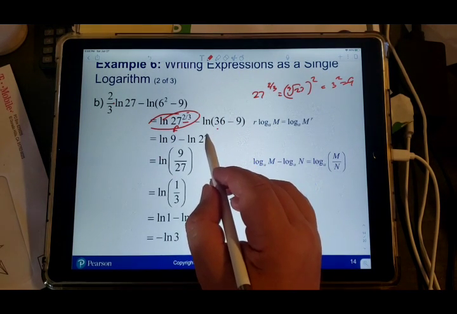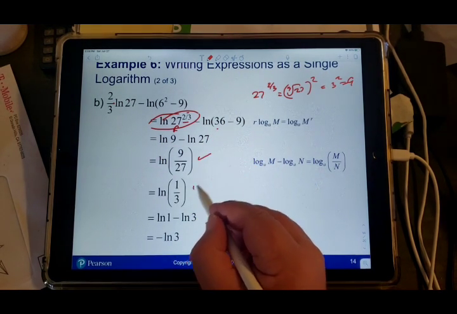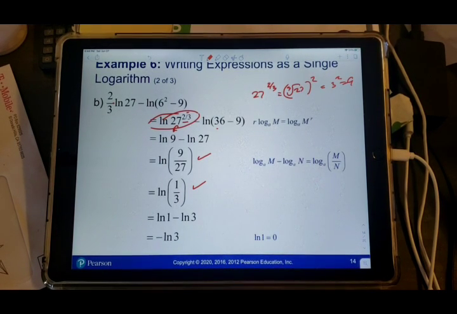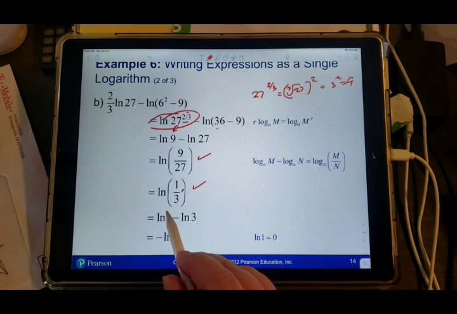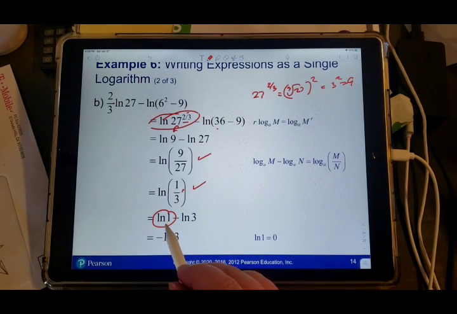36 minus 927. You can see where that's going. I probably would have stopped it there. ln 1/3. They couldn't resist. They went even further. ln of the first, ln of the second. But don't forget that ln of 1 is 0. So it's just going to be minus ln 3.